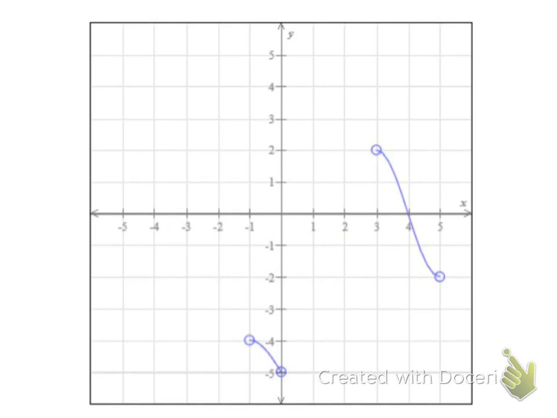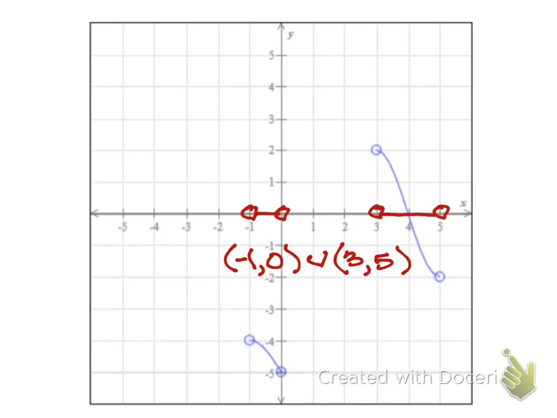Let's look at another one. Starting with domain, again, domain is x values. Coming up to the x-axis, I have an open circle at -1 and an open circle at -5, and they're connected. Looking at the second piece here, I have an open circle at 3 and an open circle at 5, and they're connected. So my domain would be -1 to 0, union 3 to 5.